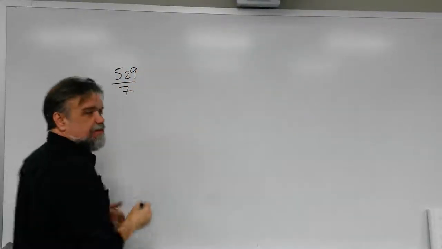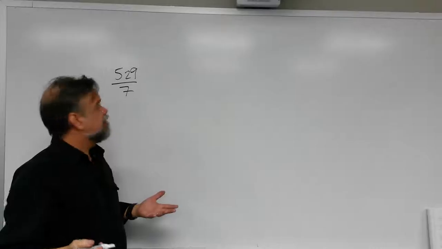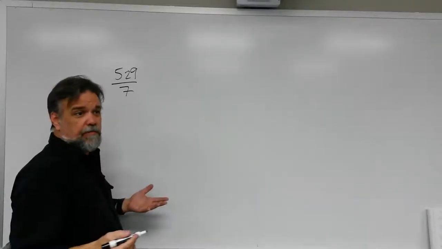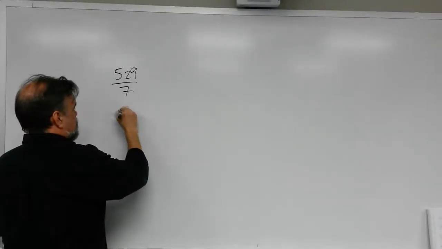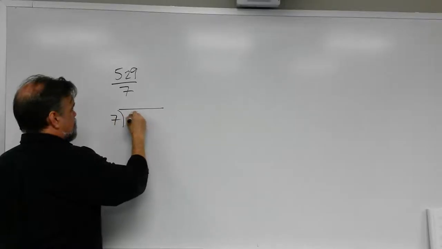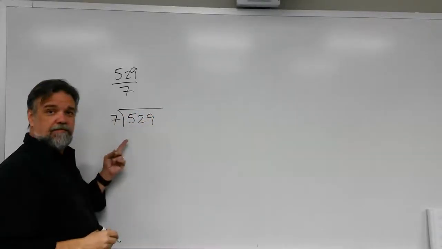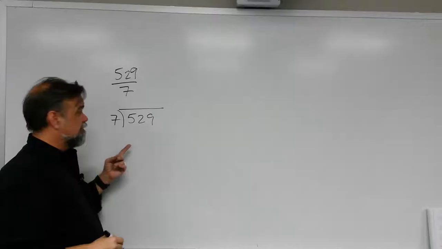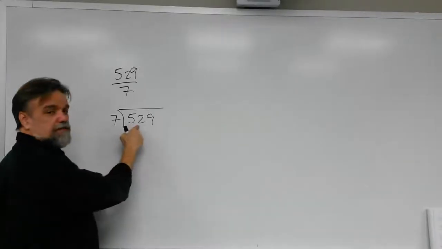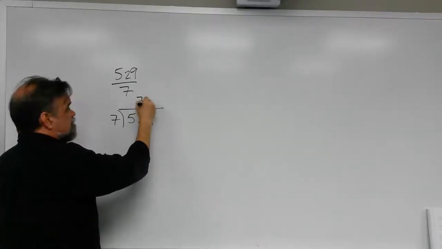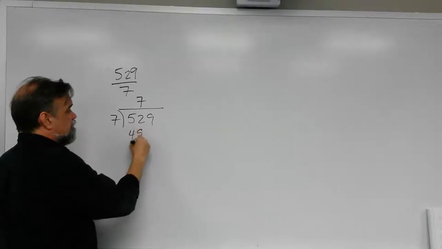529 divided by 7, okay? I want to divide 529 by 7. What do I do? Well, does that look familiar? We learned that in elementary school, didn't we? 7 goes into 52 how many times? Well, that would be 7 because 7 times 7 is 49.